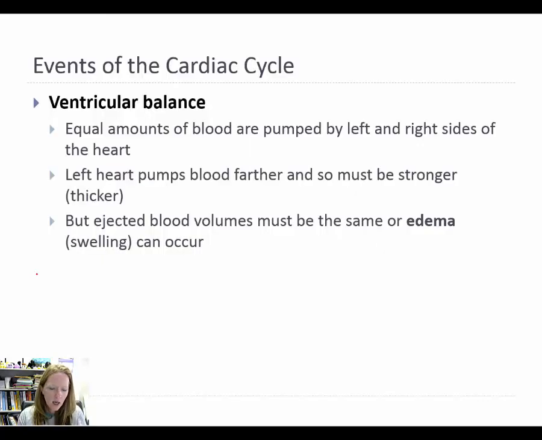One of the key concepts that we need to think about is how the ventricles need to be balanced. Equal amounts of blood are being pumped by the left and the right sides of the heart. It's not like it goes from the right side to the lungs and picks up extra blood. No, they are going to pump equal volumes of blood. So remember that the left side of the heart has that thicker wall layer, and the reason why is because the left side of the heart has to pump blood so much further. So that's the reason why it's going to be thicker, and it needs to generate more pressure because of it.